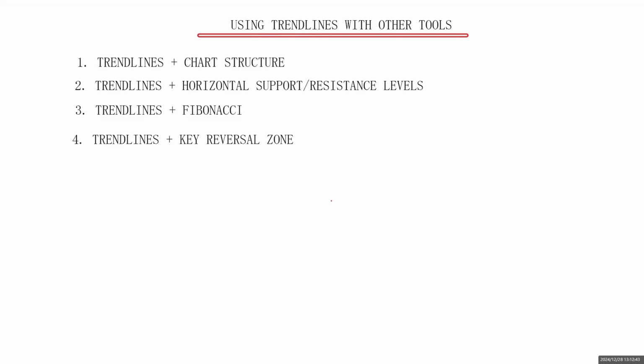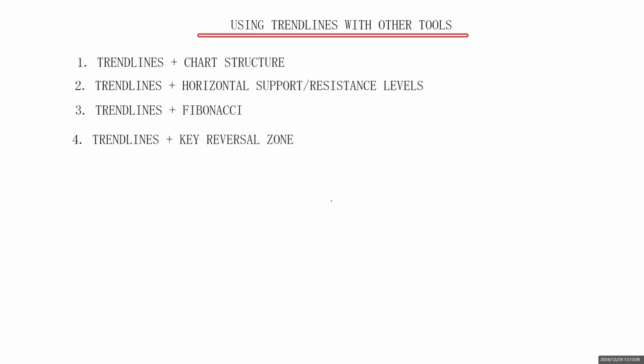Key reversal zone is just a general name for the Fibonacci 61.8, the horizontal support and resistance levels, and in general just support and resistance levels that price may not be able to go beyond.